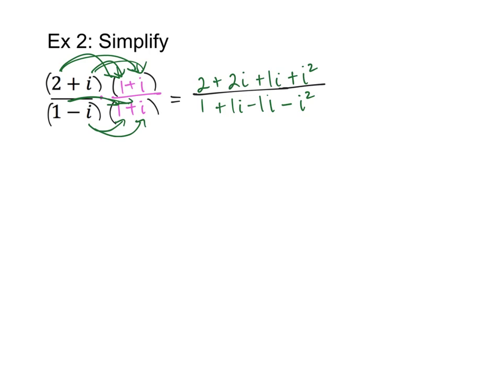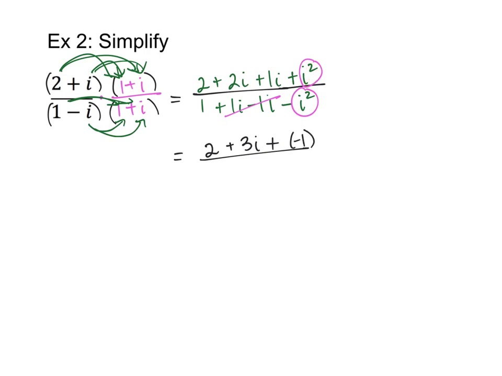Now, I know that the bottom middle terms are going to cancel because you multiply by the conjugate. So I'm going to cancel that out. Looks like I have an i squared, so I'll change the sign there. And I have another i squared on the top, so I'm going to change the sign there as well. So it looks like I have 2, and then these two are like terms. So 2i plus 1i gives me 3i. And then that i squared gets changed to a negative 1.